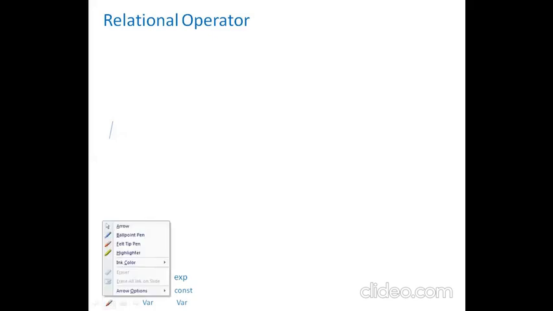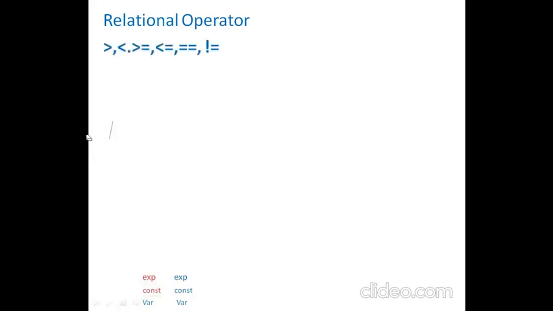Then next come relational operators. Why are these used? These are used for comparison purposes. To compare anything, we use the relational operators. These relational operators are six types: greater than, less than, greater than or equal to, less than or equal to, equal to, and not equal to. So write down, these are used for comparison purposes.